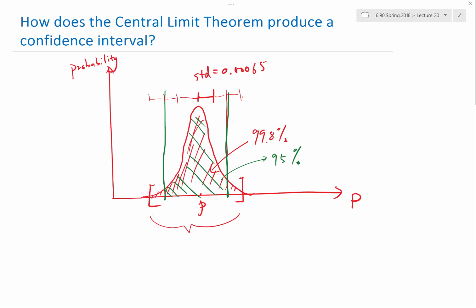In principle, whenever you see a confidence interval reported by somebody who uses a Monte Carlo method, it is actually just a sample of a random interval. It just has a 95 or 99% chance of actually including the true probability. So when I actually perform the procedure, I may get a P sample that is here, for example.